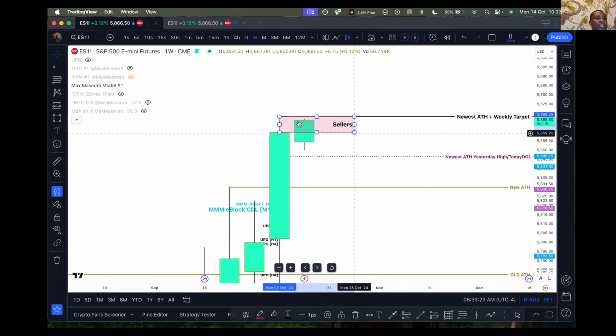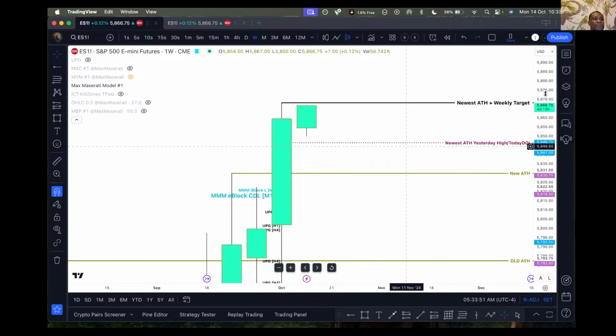So the sellers and buyers will be fighting inside of this box here, because this is where we find the majority of our sellers. The buyers try to push price up, and the sellers fight them here because they were able to push price to close a little bit lower when this candle closed. So this is the weekly candle, and this is our weekly target.